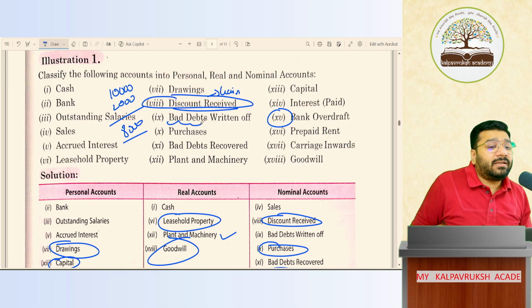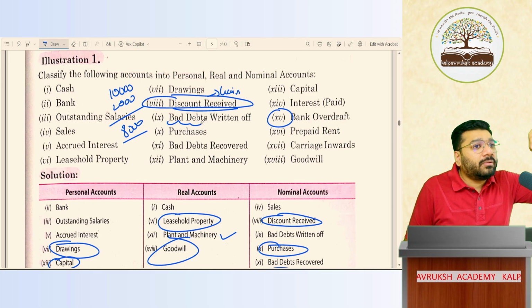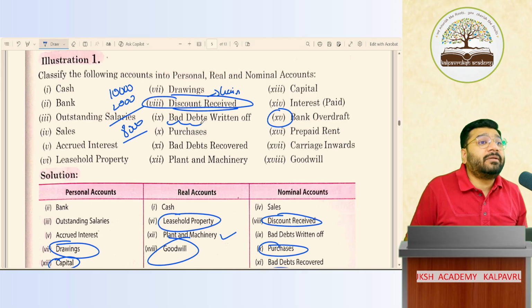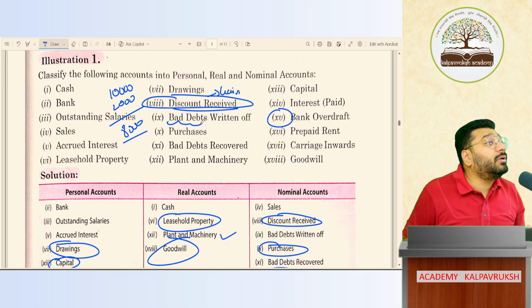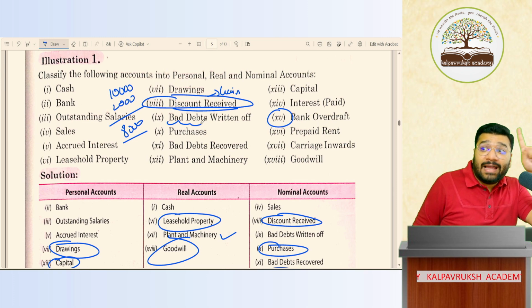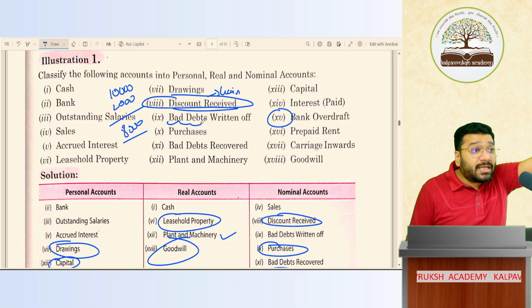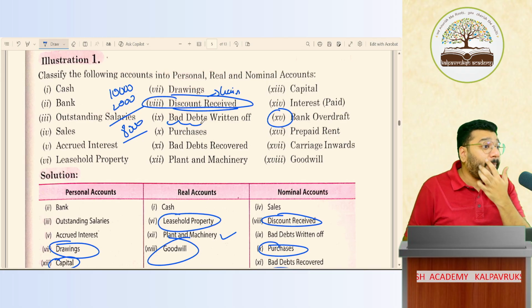Now, bad debt. You know what is bad debt? I sold goods on credit to a customer. You know what is the product value? 1 lakh rupees I sold it to the customer. I gave it on credit, believing that this customer in future will give me the money back.